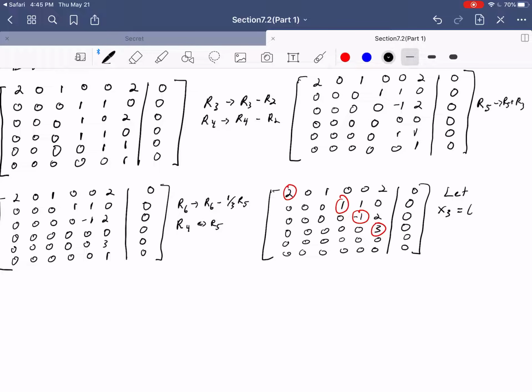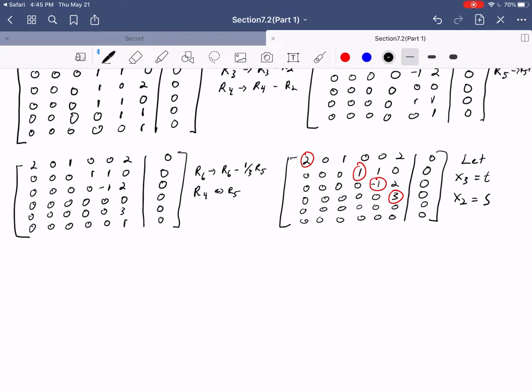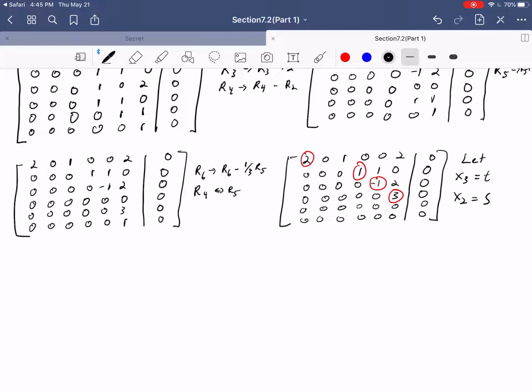So let's go ahead and let's let x2, I guess we usually do it backwards. So let's let x3 be t and x2 be s. Those are the ones that we want to make sure that we actually parameterize. So we get 3x6 is supposed to be 0. So I guess x6 is supposed to be 0. We get negative x5 plus 2x6 is supposed to be 0. But that tells us that x5 is supposed to be 0. We get x4 plus x5 is supposed to be 0, which tells us x4 is supposed to be 0.